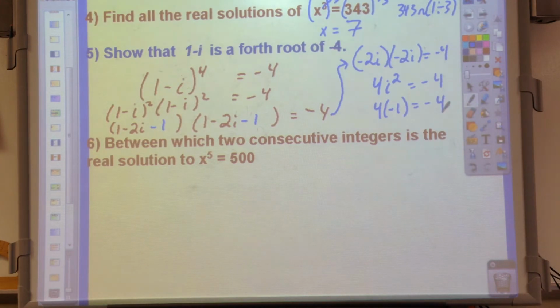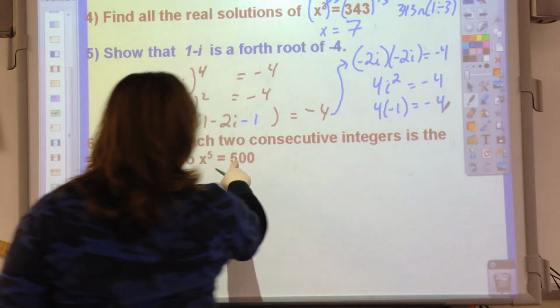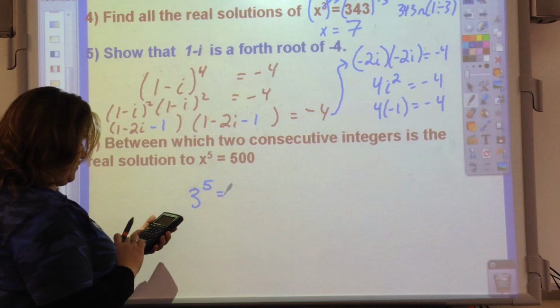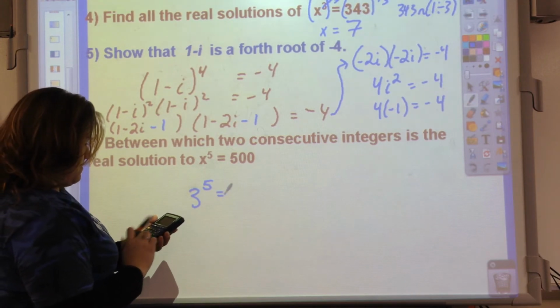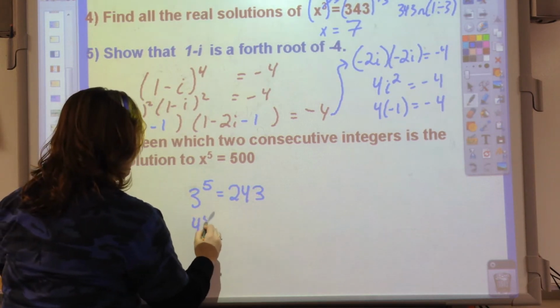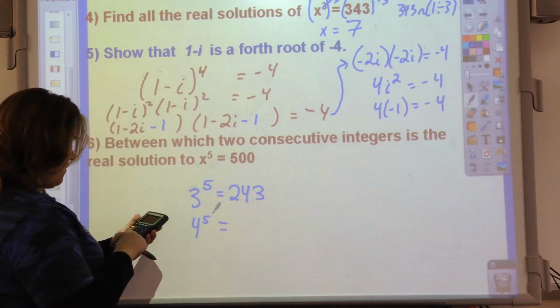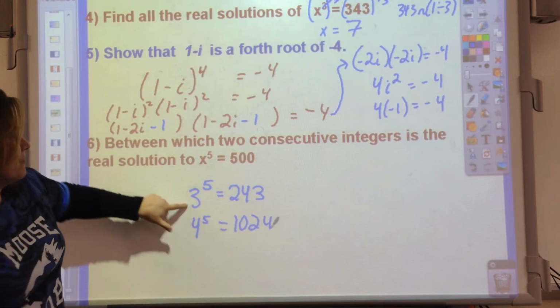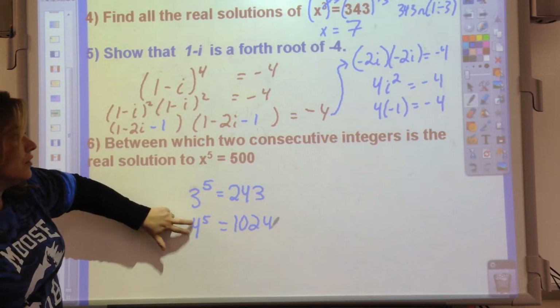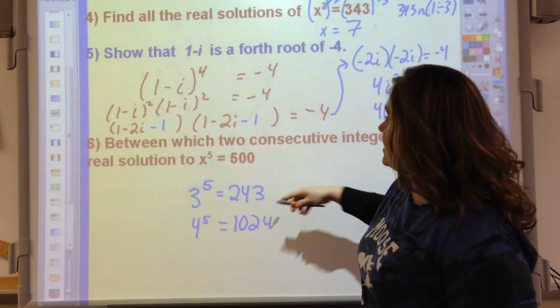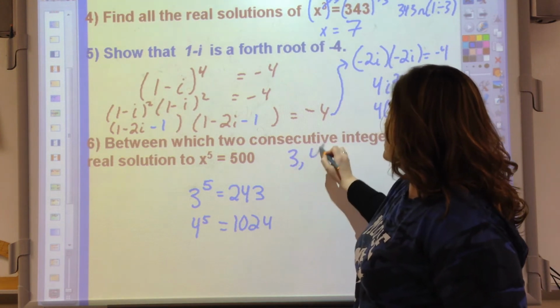Between which two consecutive integers is the real solution of x to the 5th equals 500? We know that 3 to the 5th is 243, so it has to be bigger than that. Let's check out 4 to the 5th. 4 to the power of 5 is 1,024. So it's bigger than this one and smaller than this one. So the integers that the solution has to be between would be 3 and 4.